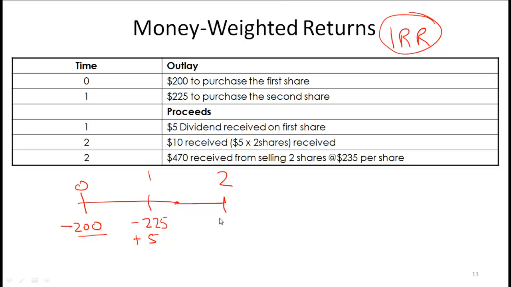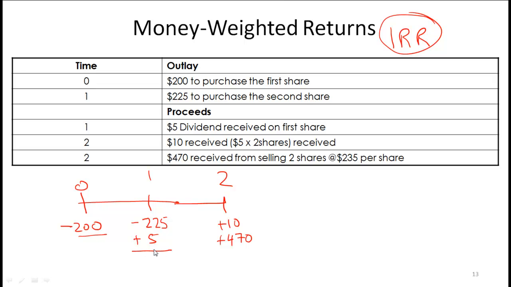And after 2 years, what do you receive? A $10 dividend on the 2 shares. So $5 per share. At this stage, remember, after buying the second share, you now have 2 shares. You get a $5 dividend for holding the 2 shares for the year, and that gives you plus 10. And then after receiving the dividend, you sell both shares for $235 each. So you make a total sum of $470 by selling the 2 shares.